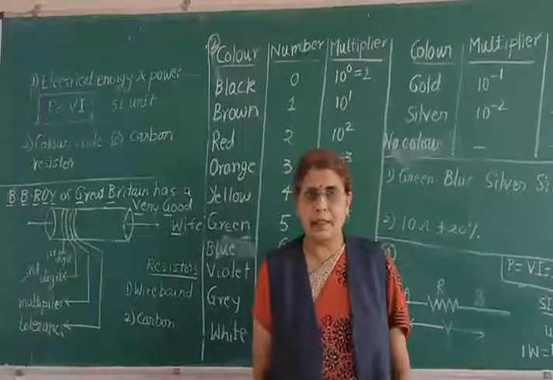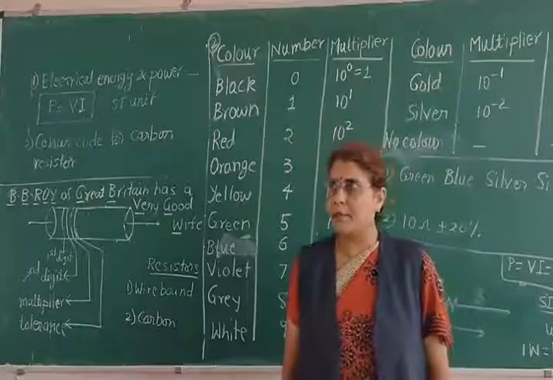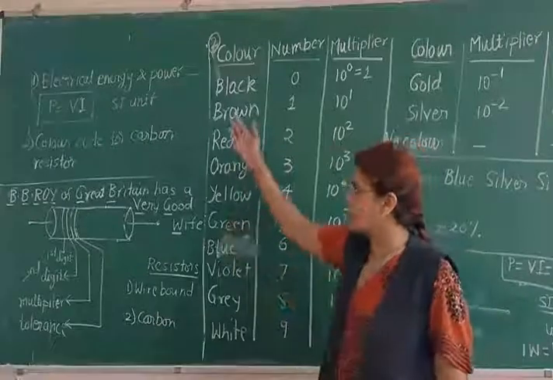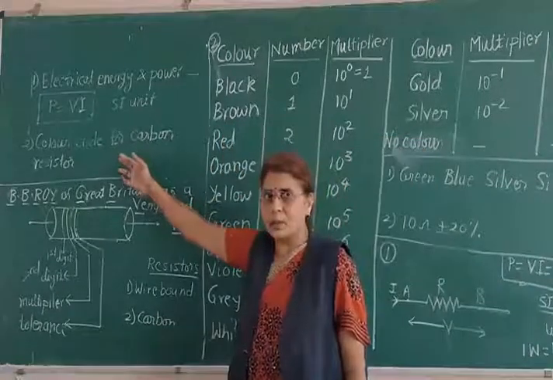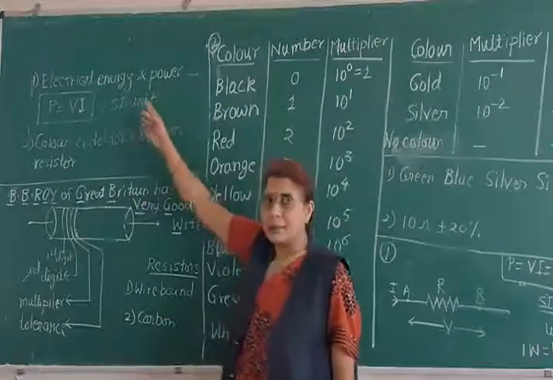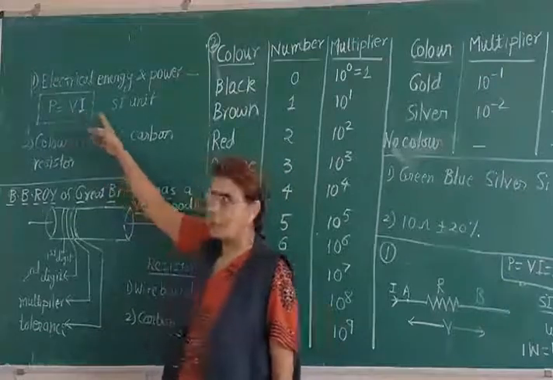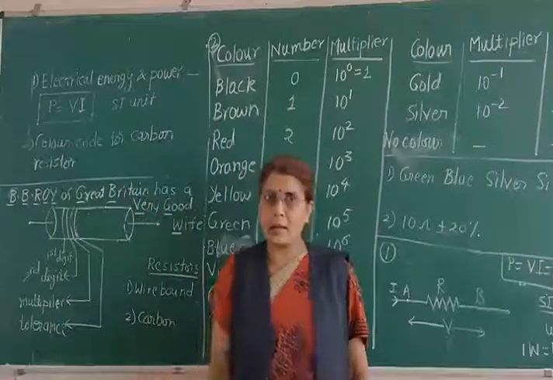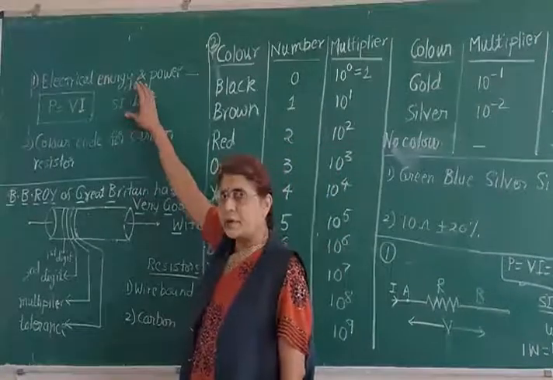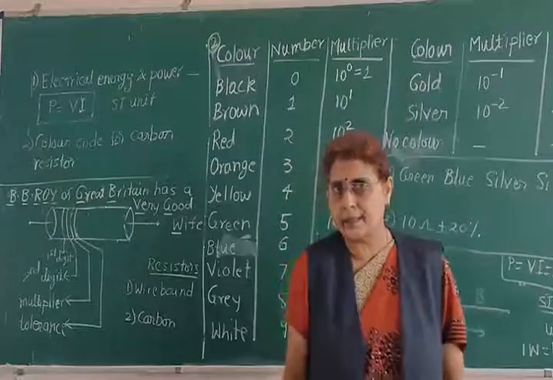In the last class we had derived an expression for conductivity. Now we have some interesting points for today's lecture. We are studying the color code for carbon resistors. Before that we shall derive a very simple equation for electrical power, that is P equals V into I. So I am doing 2 points here. First one is electrical energy and power, and the second point is color code for carbon resistors.